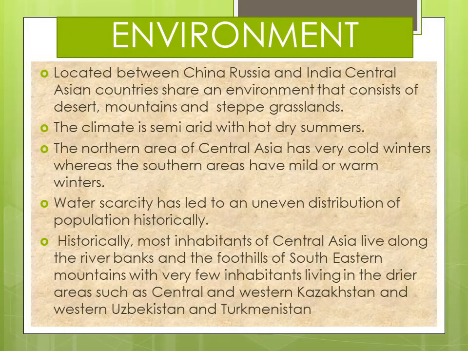The environment. When we talk about the environment, children, located between China, Russia, and India, Central Asian countries have an environment which consists of deserts. Those are hot deserts. They are dry, arid, and some are semi-arid portions of the deserts. Then there are mountains and grasslands.